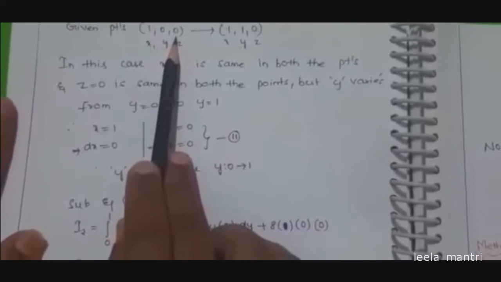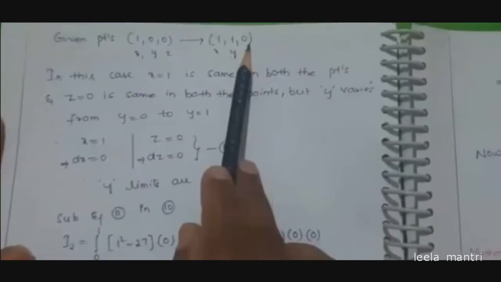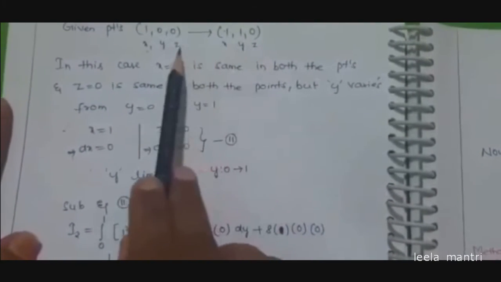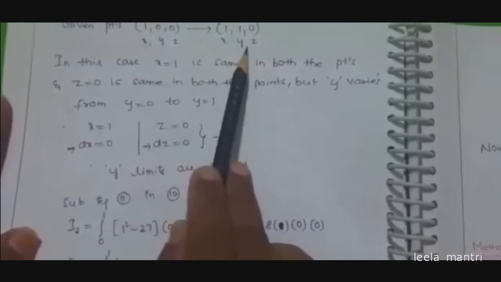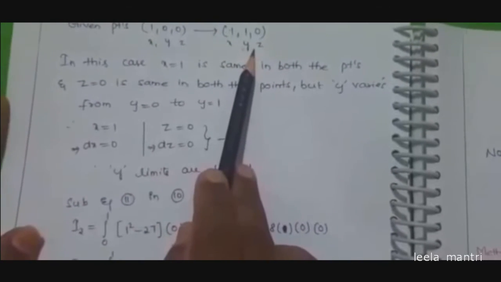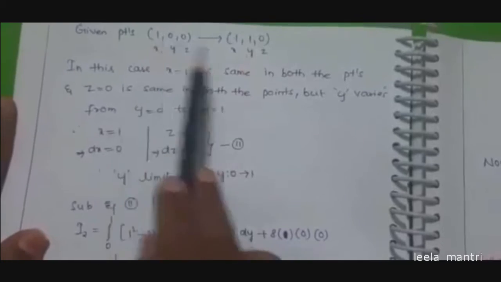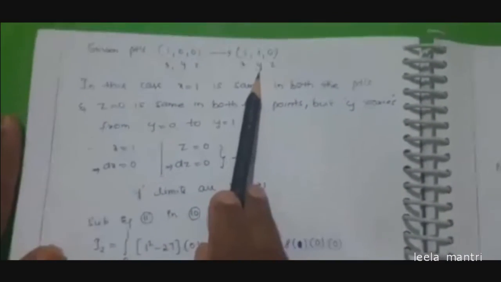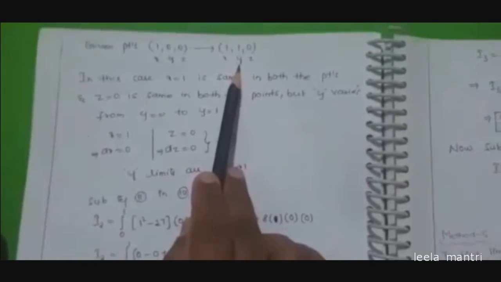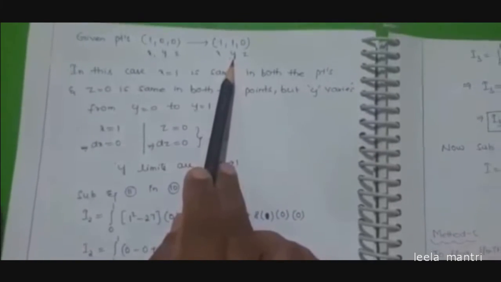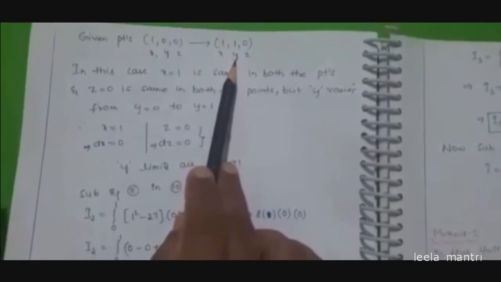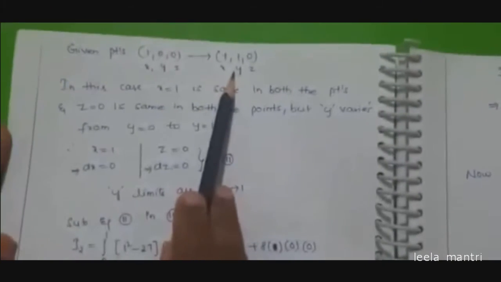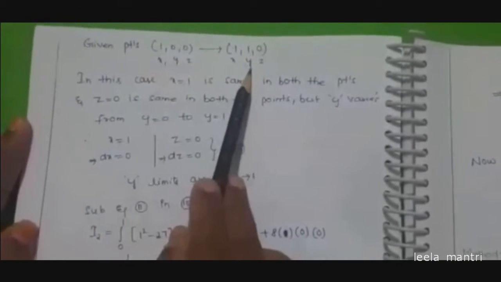In the first point we are having z is equal to 0 and in the second point we are having z is equal to 0. Here also we see that z is equal to 0 is common to both the points. Means x is equal to 1 and z is equal to 0 are common. So we will be substituting x is equal to 1, z is equal to 0 in the I2 integral here, and y varies from 0 to 1. So we will be finding the respective derivatives.